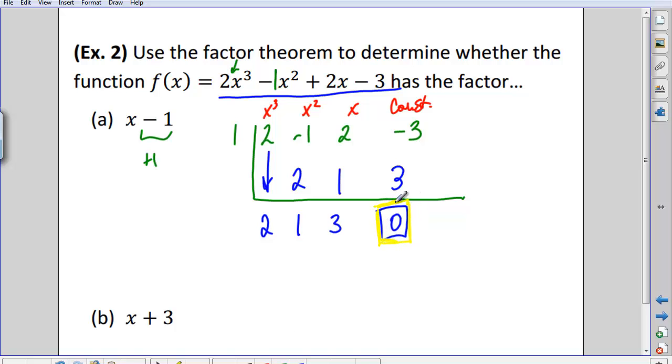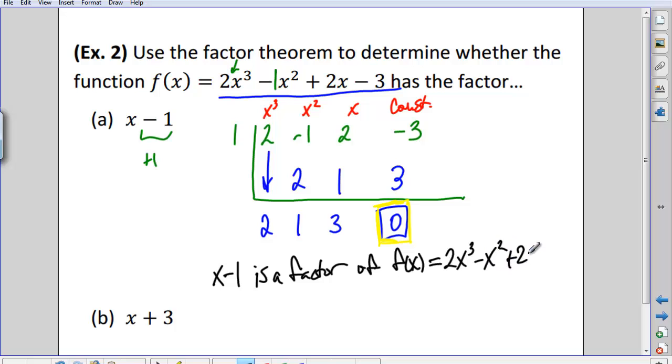0. What's special about 0? What does that tell us? Well, that means x minus 1, if the remainder is 0, that it divided evenly, right? Or we could also say if x minus 1 divides evenly, it's a factor of that function. So we could say x minus 1 is a factor of f of x, this whole polynomial up here. 2x cubed minus x squared plus 2x minus 3.